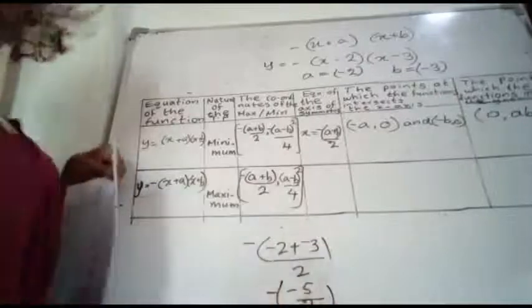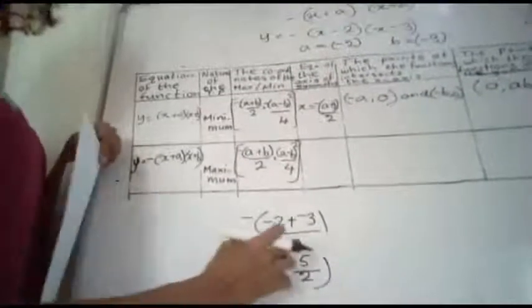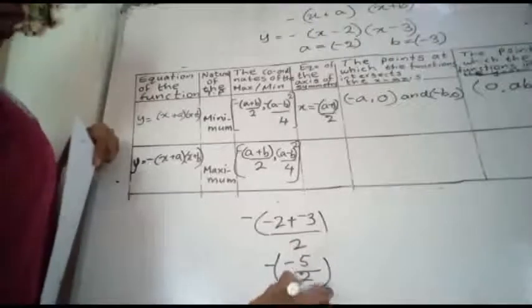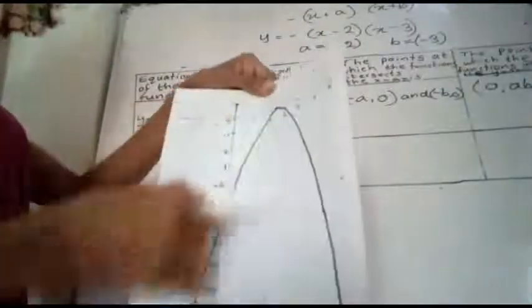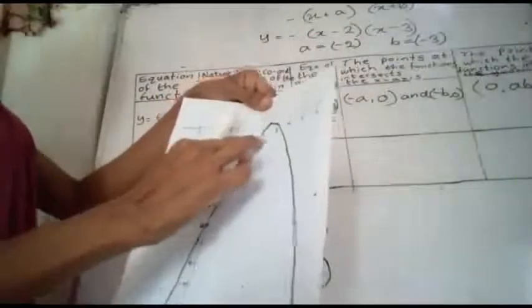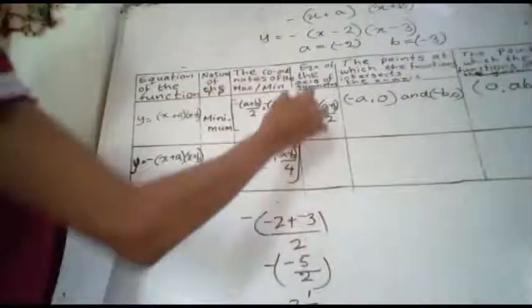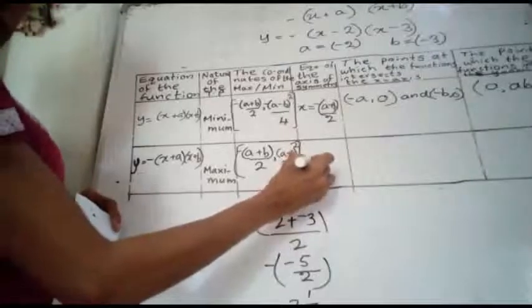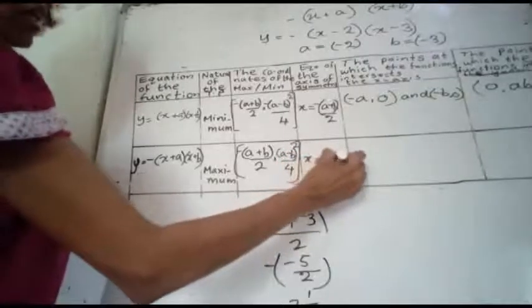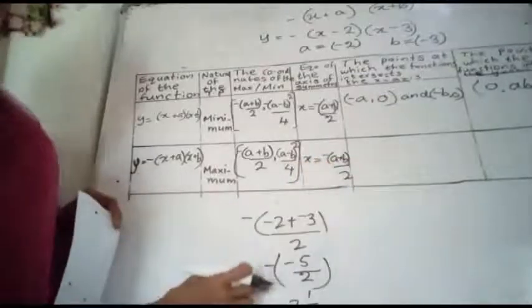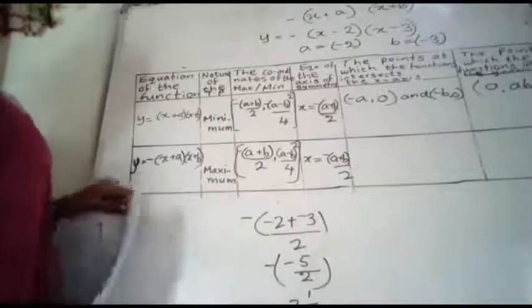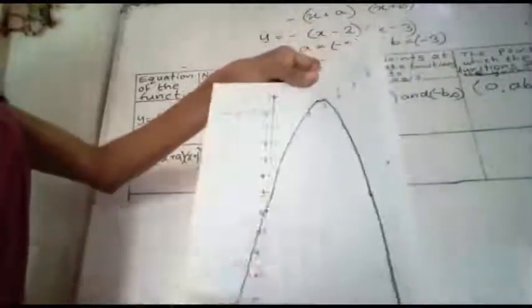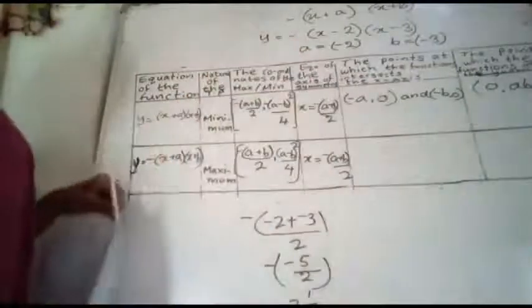So the axis of symmetry is positive 2.5. The equation of the axis of symmetry is x equals negative (a plus b) divided by 2, so x equals positive 2.5.